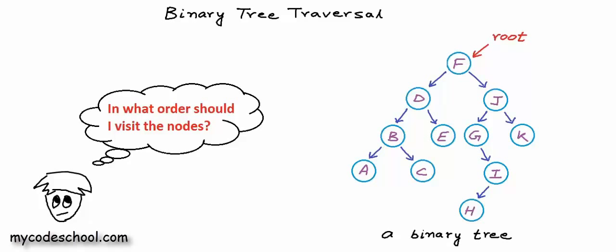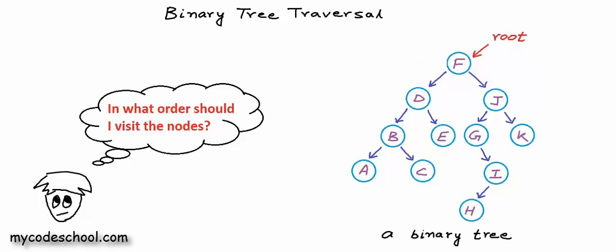Now for a tree, at any time, if we are pointing to a particular node, then we can have more than one possible direction. We can have more than one possible next node. In this binary tree, for example, if we start with a pointer at the root node, then we have two possible directions. From F, we can either go left to D or we can go right to J. And of course, if we go in one direction, then we will somehow have to come back and go into the other direction later.